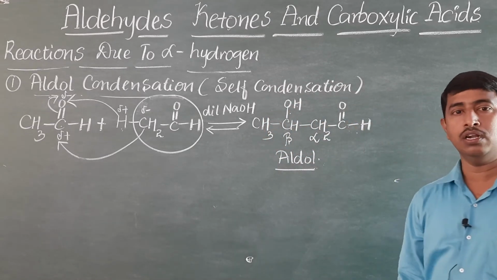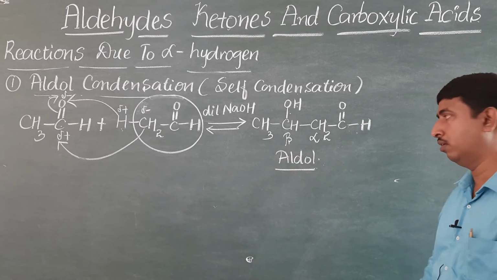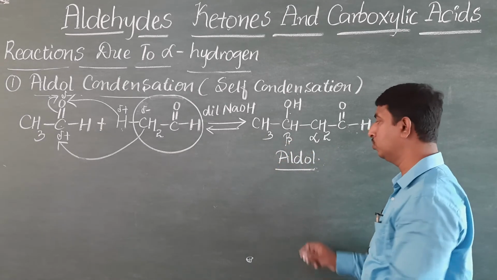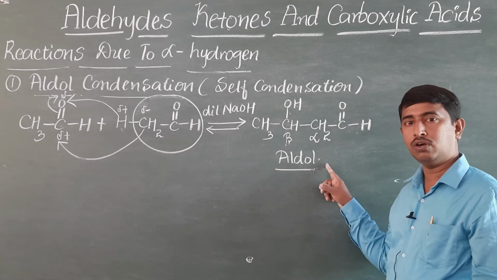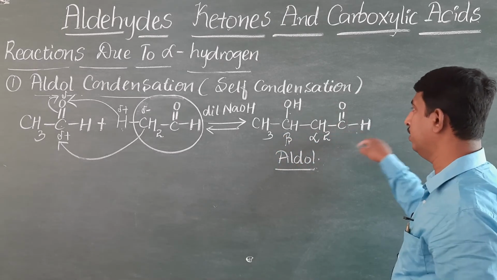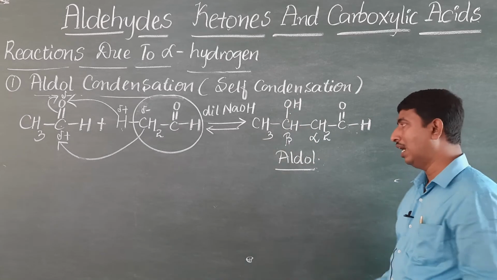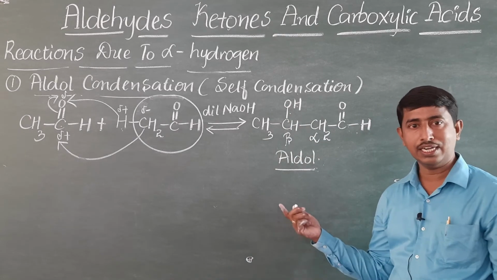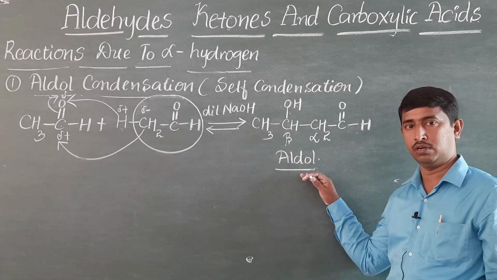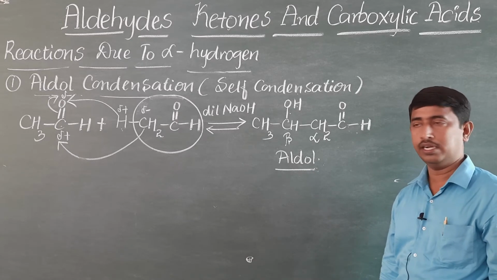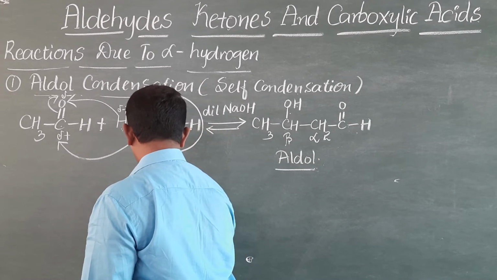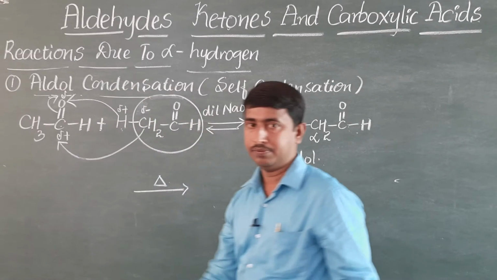Why is this product named as aldol? This product is named as aldol because the formed product contains both aldehyde group as well as alcoholic group. So in this product we can see aldehyde group. OH means alcoholic group. So since it contains both aldehyde group as well as alcoholic group, the product is named as aldol.